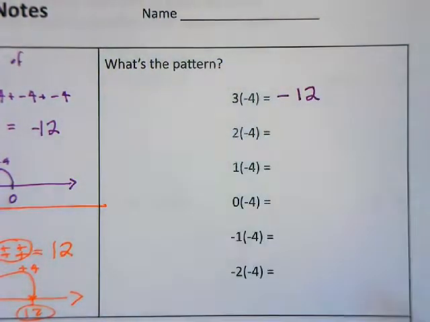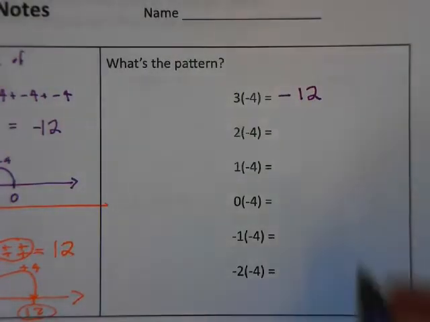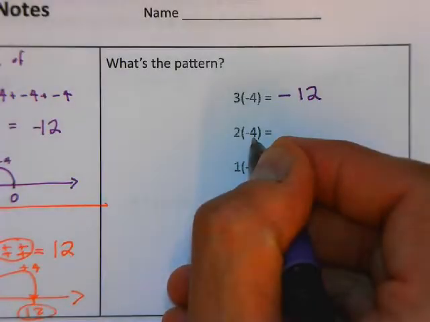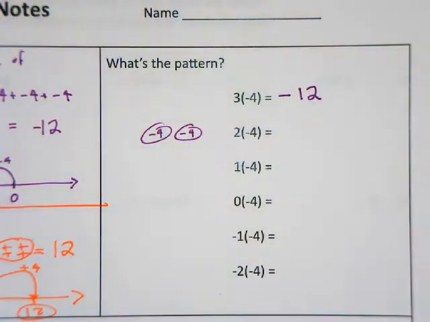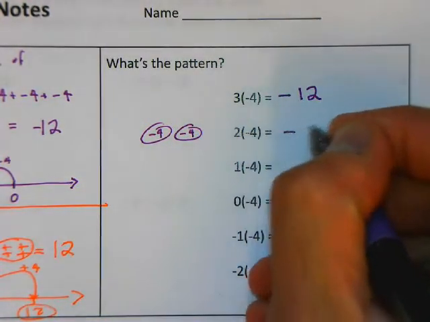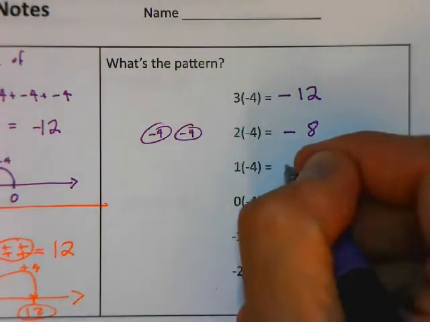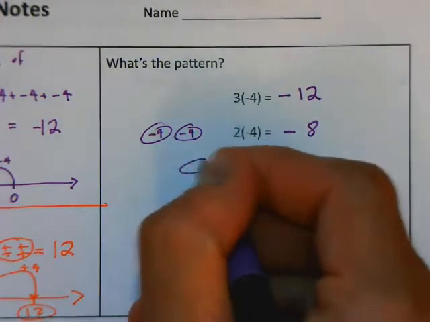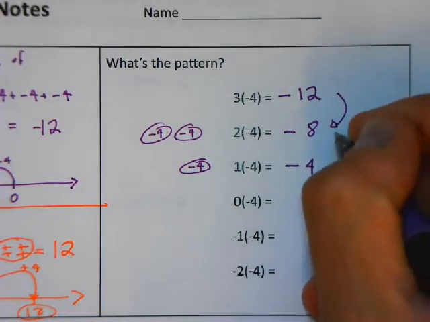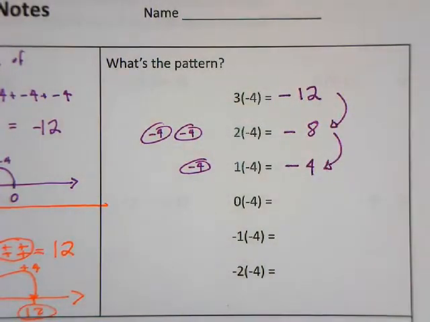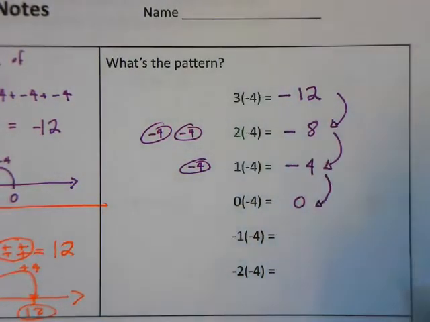So now if we imagine 2 groups of negative 4, well, that's like saying negative 4 plus negative 4, or 2 groups of negative 4, 2 circles with negative 4 in it. However you want to think about it, that's negative 8. One group of negative 4, well, 1 times anything is just that thing, so it's negative 4. And you might notice a pattern here already. What's happening each time? 0 times negative 4 is 0. That pattern is still happening.